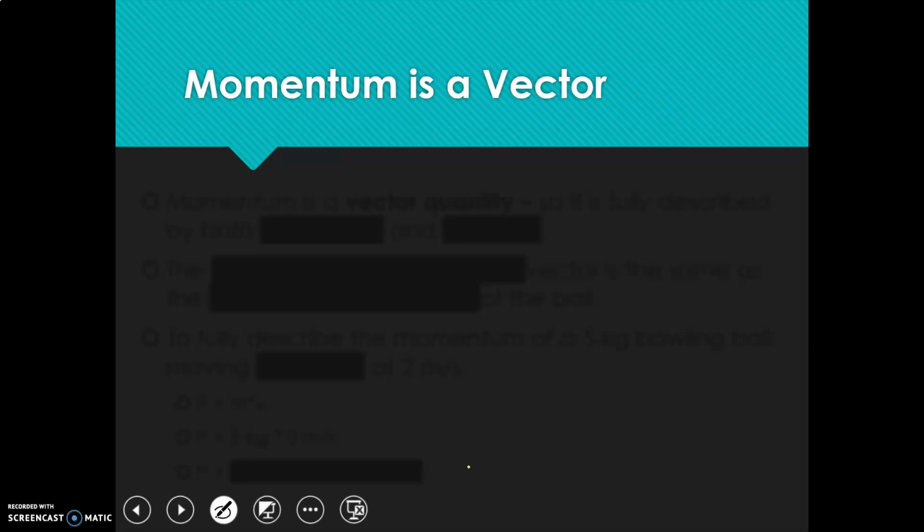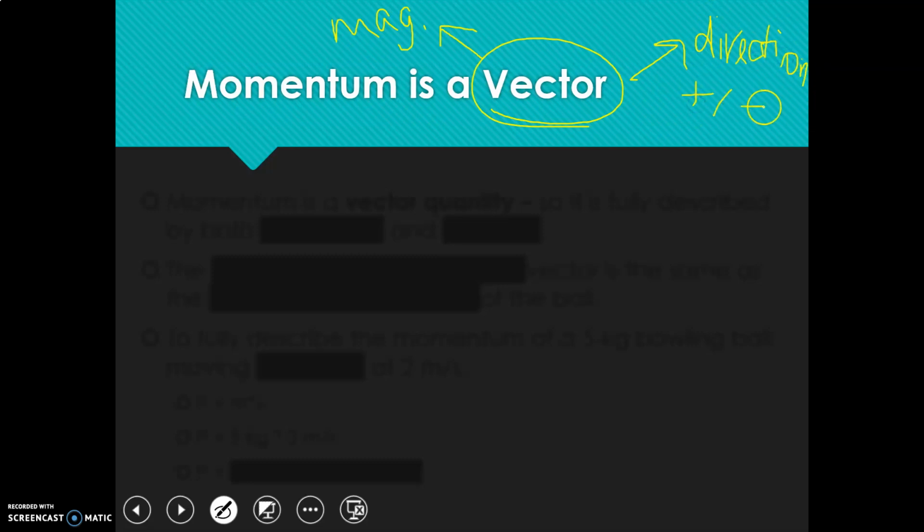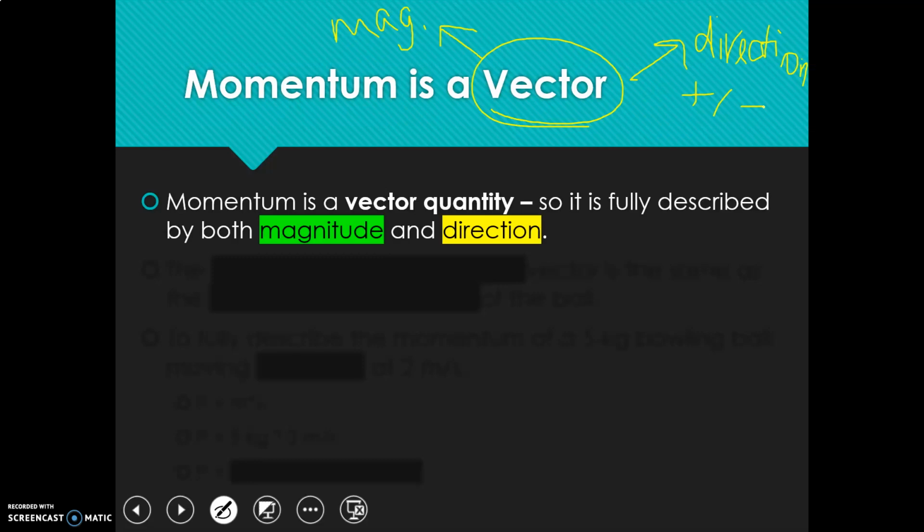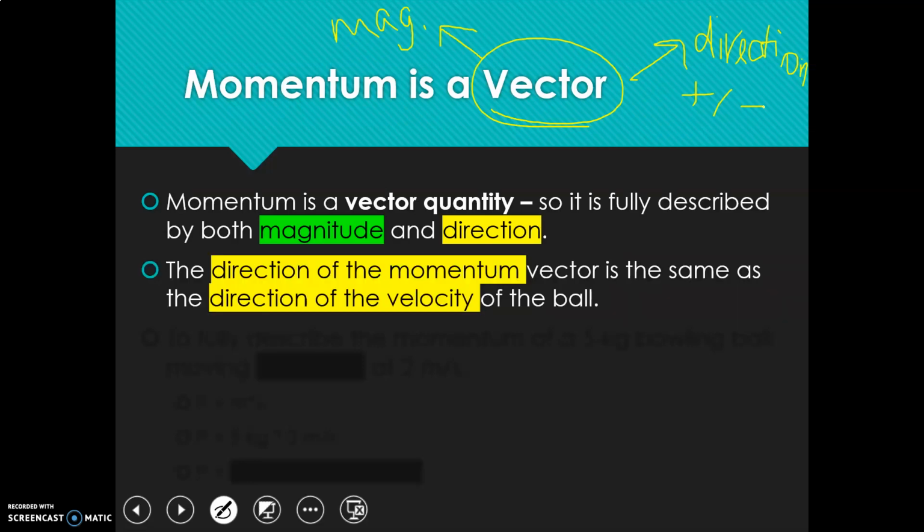All right, momentum is a vector. Remember, we've been talking about vectors. Vectors have two parts, right? One part is the size or the magnitude. The other part is the direction, meaning, is it left, right, positive or negative? So vectors have two parts, magnitude and direction. And momentum is a vector, so it's a vector quantity, so it has magnitude and direction.